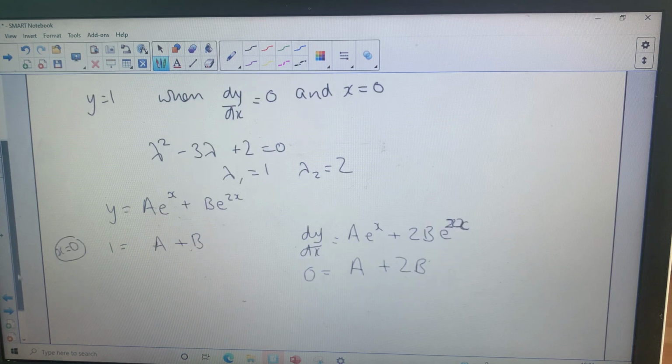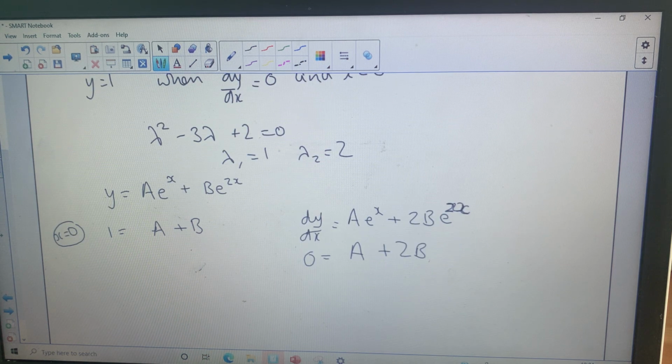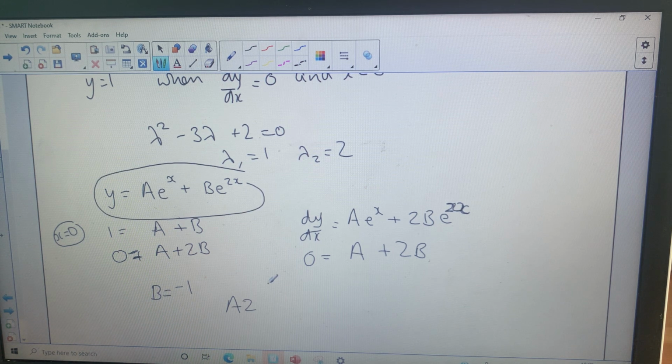So I've got simultaneous equations. 0 equals A plus 2B. Put them in your calculator. B is minus 1. A is 2. And all that's going to happen is they go back in your general solution. So you've got y is 2 e to the x minus 1 e to the 2x.